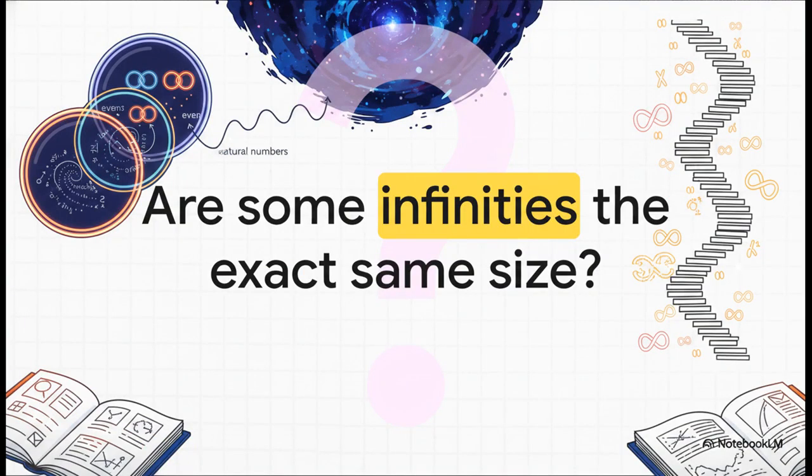Which brings us to a truly mind-bending final thought. If even numbers pair perfectly with all natural numbers, despite seemingly being a much, much smaller group, are some infinities the exact same size? And if so, does that mean there are other infinities out there that are actually entirely different sizes? I'll let your mind chew on that one for a bit.